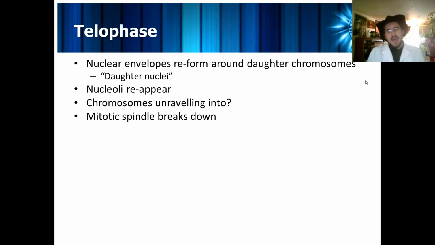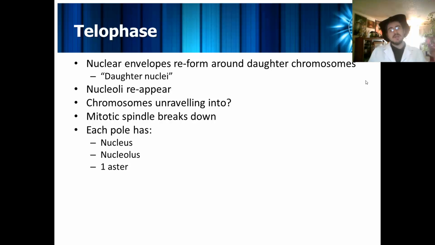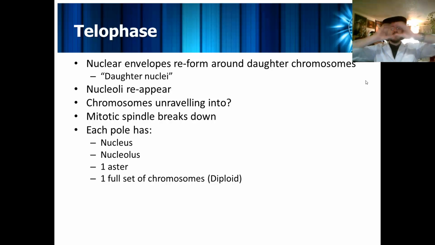So, as we get a regular old nucleus forming here, the mitotic spindle breaks down. So at each pole, we now have a normal nucleus and a single aster, which is what we started with in G1. So a nucleus, a nucleolus, and an aster is present. And each pole has in its own nucleus a full set of chromosomes, the diploid number of chromosomes. So all that's left now is to take our oval cell with two poles that have everything they need to be their own cell and pinch it and split it.